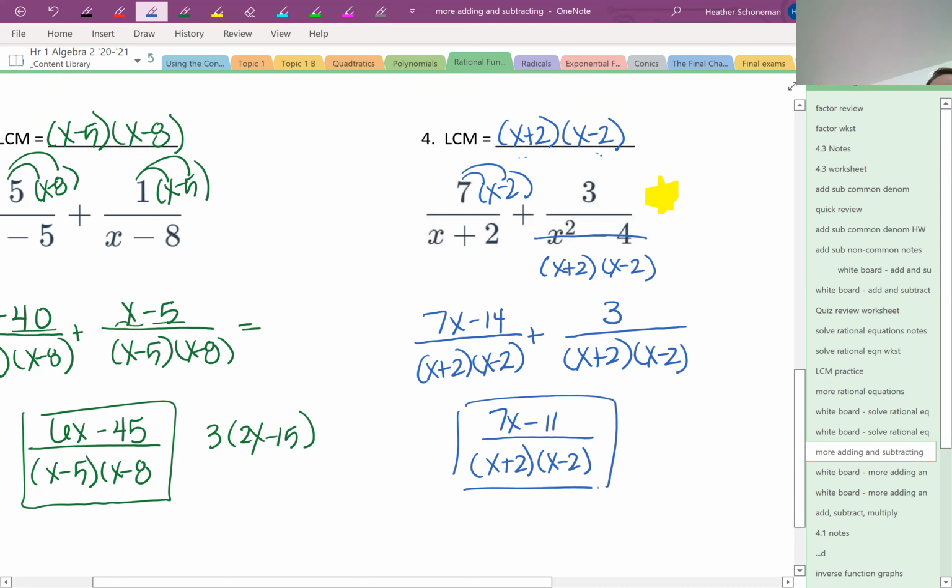It is only at this point that I can see if something reduces, but because 7x minus 11 doesn't factor, that will not reduce. All right, that is what we did in class.